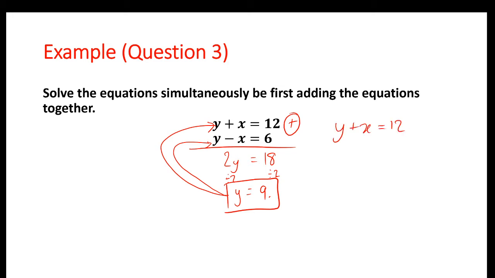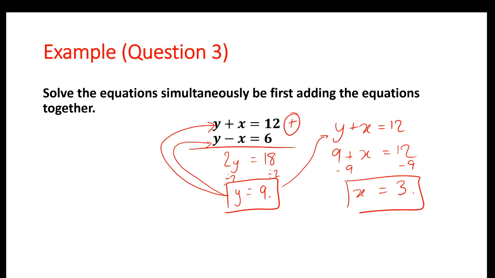Okay? So what we're going to do is substitute the 9 in. So wherever we see a y, we substitute the 9 in. So 9 plus x is equal to 12. Okay? So in other words, what plus 9 is equal to 12? Well, if I subtract 9 from both sides, we get that x is equal to 3. And so there's the solution. So if I put those both in, it should make it true. So 9 plus 3 is certainly equal to 12. And 9 minus 3 is, of course, 6 too.